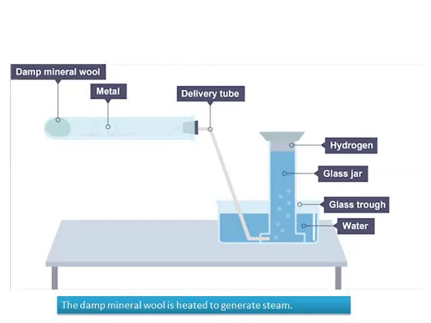The hydrogen gas comes out of the boiling tube and it is collected over water in the glass jar. The gas burns with a pop sound while making a little explosion, indicating that it is hydrogen gas. The metal oxide formed remains behind in the boiling tube, the test tube.